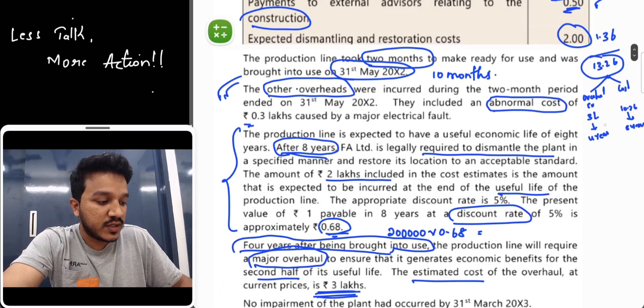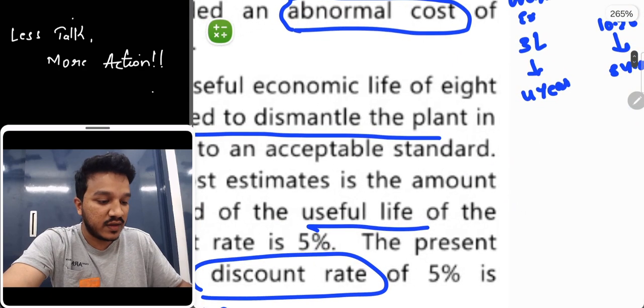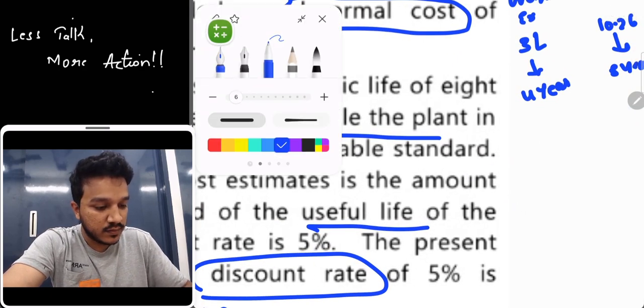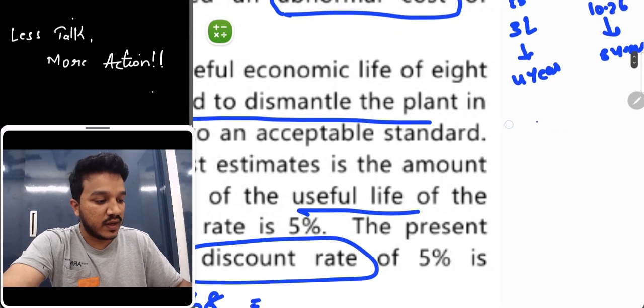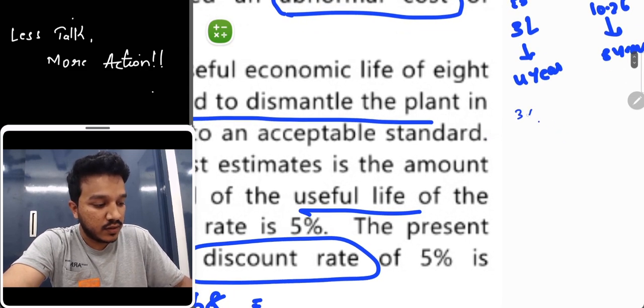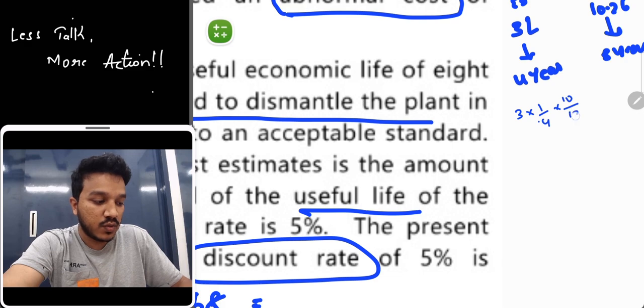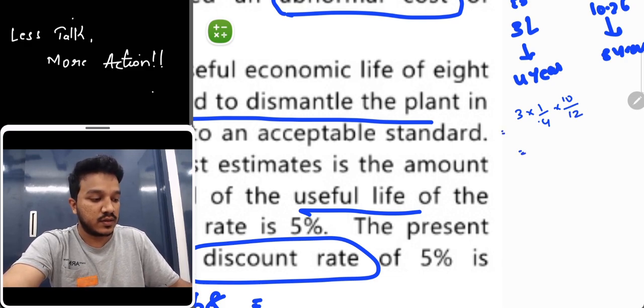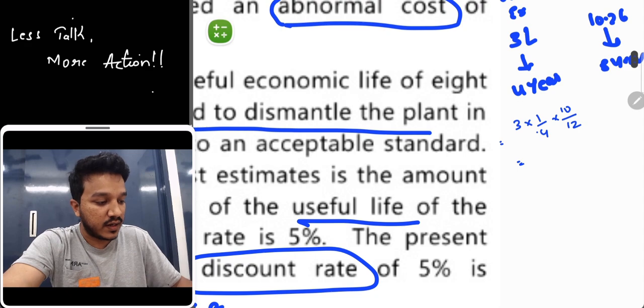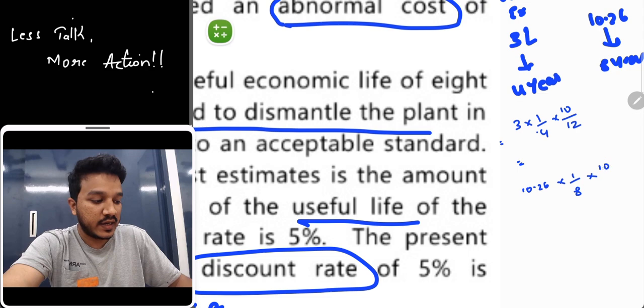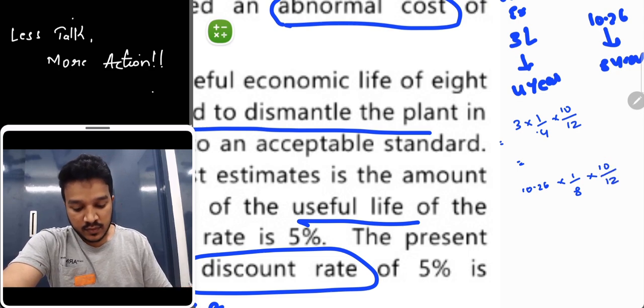Okay, so from the current cost we remove the overhauling expenses, because its useful life is only 4 years, sorry, its useful life is 4 years. So 3 lakhs into 1 divided by 4 because only for 4 years, and in the current year it is only used for 10 months. So you will get this answer, and then we will do the same for the second one, 10.26 into 1 divided by 8 years, into only 10 months in the current year. 3 divided by 4 is 0.75, into 10 divided by 12, it comes to 0.625.